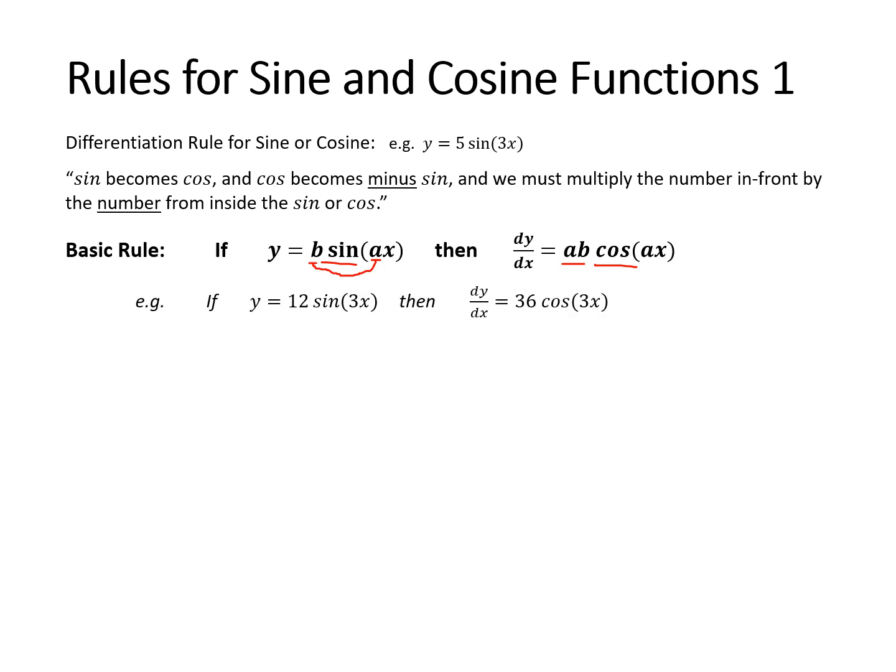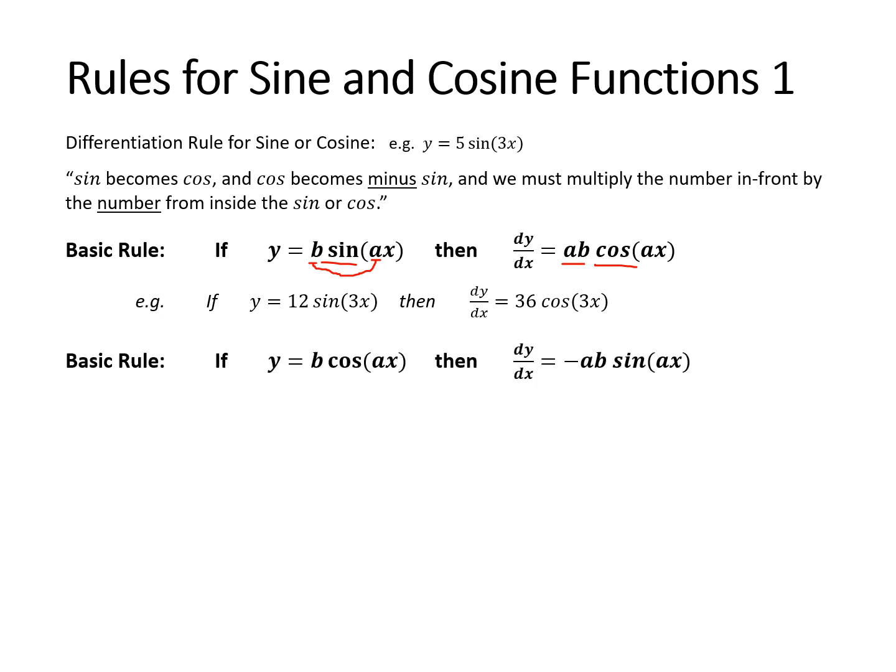So let's just look at an example. So you've got y equals 12 sine 3x. If we differentiate that, first of all, it's dy by dx equals. Then we need to change the sine to a cos, so it becomes cos 3x instead of sine 3x. But we also need to multiply the 3 by the 12 to get 36.